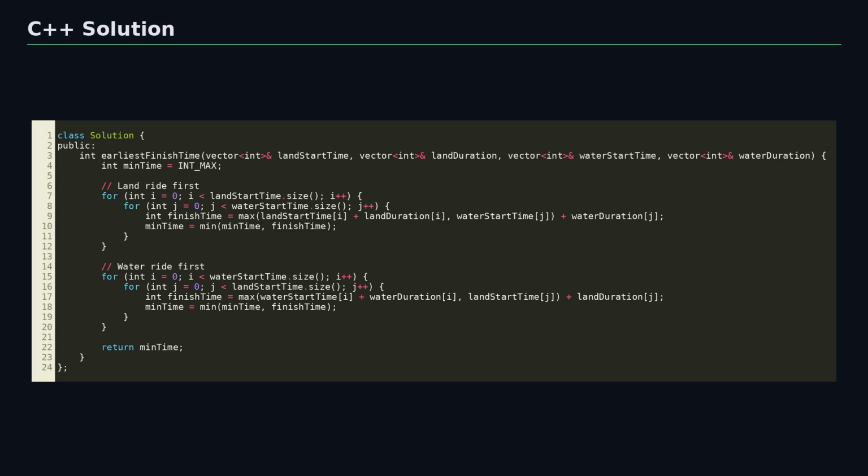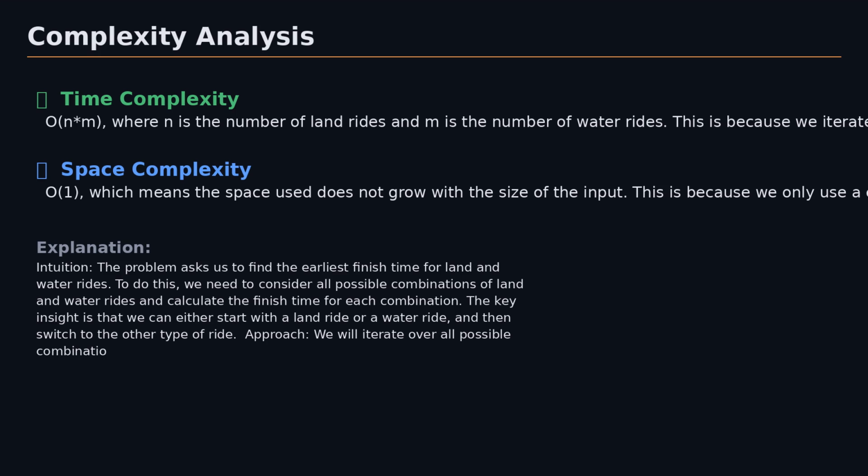We do the same thing for the case where we start with a water ride and then go to a land ride. Now, let's talk about the time and space complexity of this solution. The time complexity is O(n*m), where n is the number of land rides and m is the number of water rides. This is because we iterate over all possible combinations of land and water rides, which is a nested loop of n and m iterations. The space complexity is O(1), which means the space used does not grow with the size of the input. This is because we only use a constant amount of space to store the minimum finish time, regardless of the size of the input arrays.